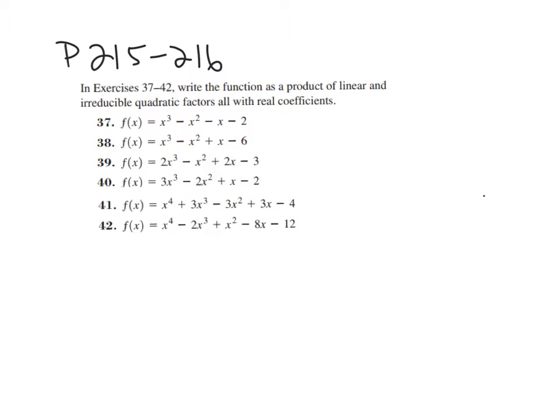Yes, I got to hold you accountable for Descartes' rule of signs. Yes, I got to hold you accountable for the rational root theorem. But let's talk about a way to functionally solve these kinds of questions. So these are exercises from the textbook, and I'm going to show you how to do these and still be behind the spirit of learning how to do this.